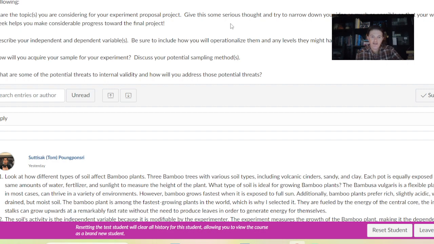Number 2, describe your independent and dependent variables. Be sure to include how you will operationalize them, any levels that they might have, and how you'll be measuring the dependent variable. Number 3, how will you acquire your sample? Discuss your sampling methods and anything relevant to that. And then number 4, what are some potential threats to internal validity and how might you address those potential threats?